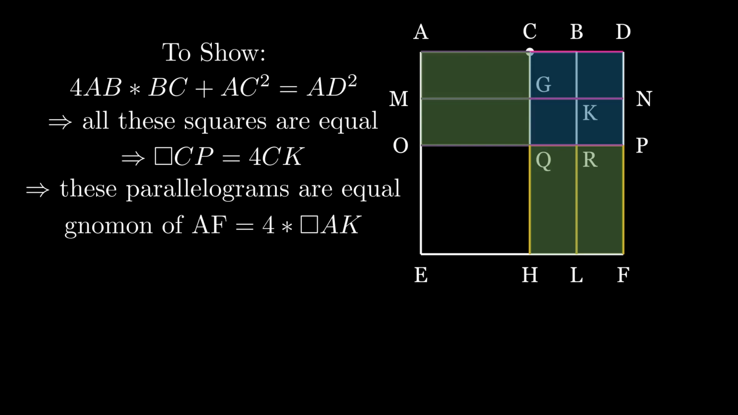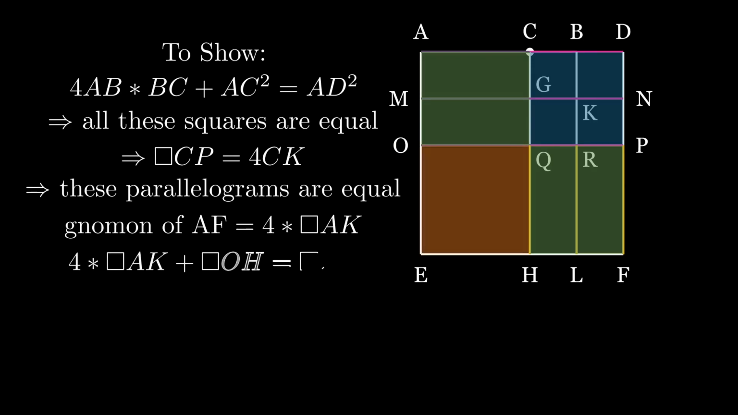Now AK is equal to AB times BC, because BK is equal to BC. Therefore, if we multiply this by 4, we get the big gnomon, and if we add the square on AC, which is OH, to this, we then have the entire square on AD. Therefore, 4 times AB times BC plus AC squared is equal to AD squared.